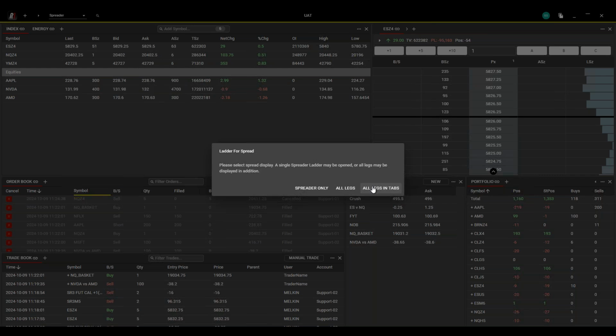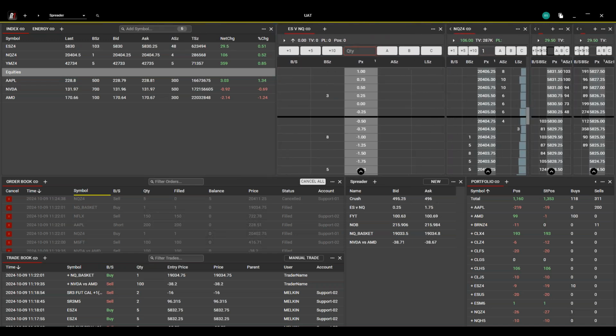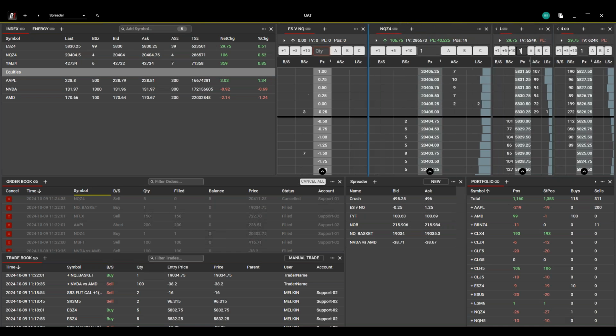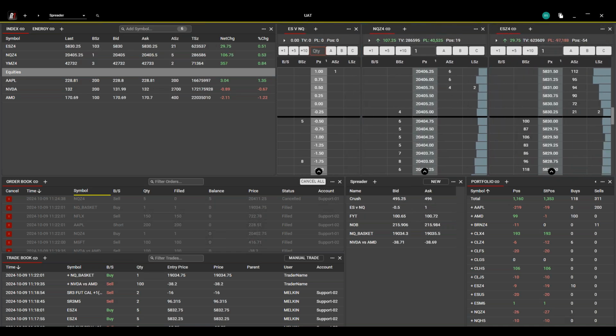Or my personal preference is to display the legs and the tabs. What this means is it will create one ladder, and we will see both legs plus the spread in the tabs. I'm going to actually do both here for the purpose of this demonstration. So I'm going to start by selecting all legs. So in this case, we are now going to have a ladder, and because of the way our canvas is built, sometimes it takes a little bit of resizing. But you can see now, I'm going to close my earlier window. You can see now that I've got my ES versus NQ spread.